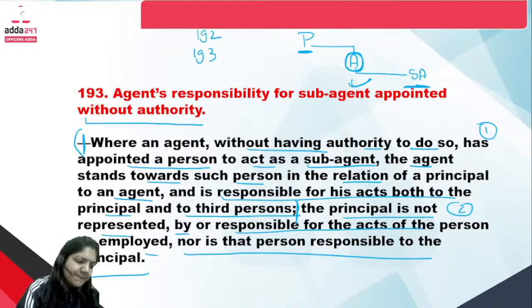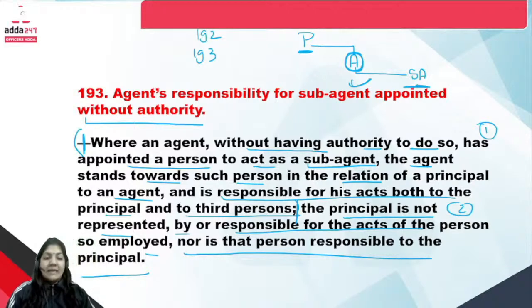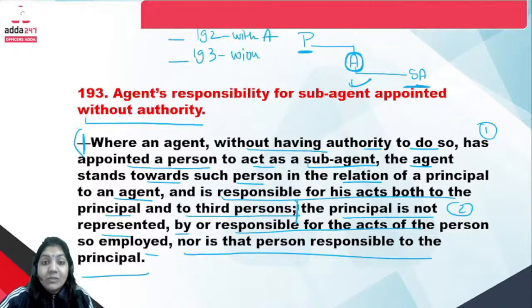Please see this. Done. Section 193. Okay, so you have to learn both sections 192 and 193. This is 192 with authority, and 193 without authority.